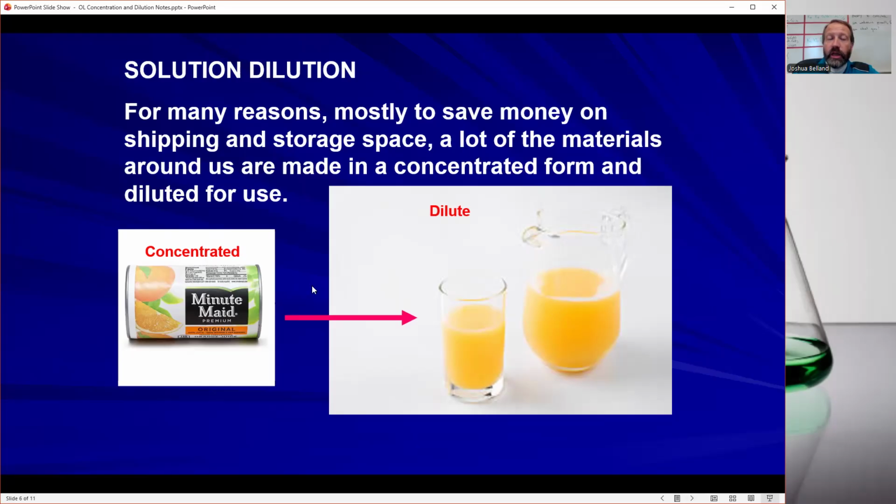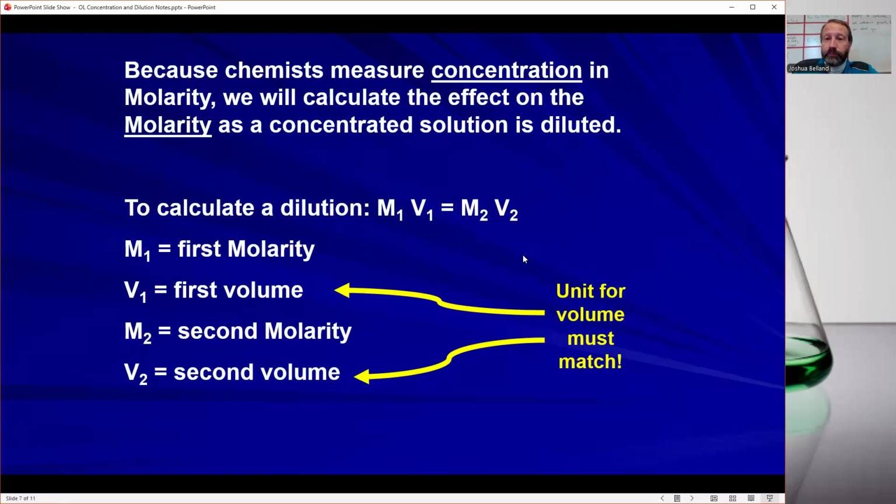All right, so for many reasons, we often concentrate chemicals for sending them places, and then later we're going to dilute them. So we need to be able to know, how do I dilute it to make what I want? So here's our equation. It looks similar to a gas law equation, okay? So we have M1V1 equals M2V2, M for molarity, V for volume, okay?